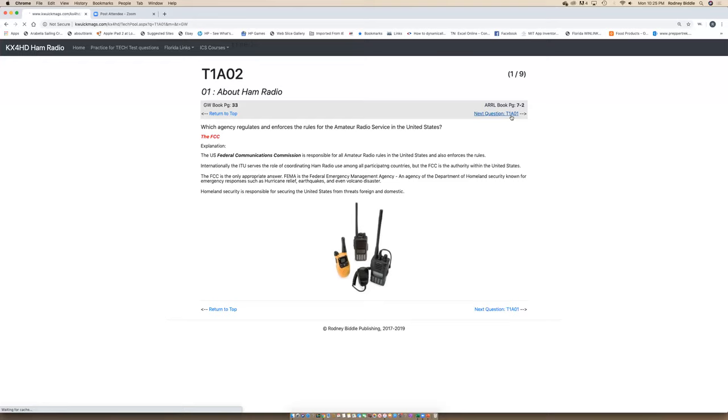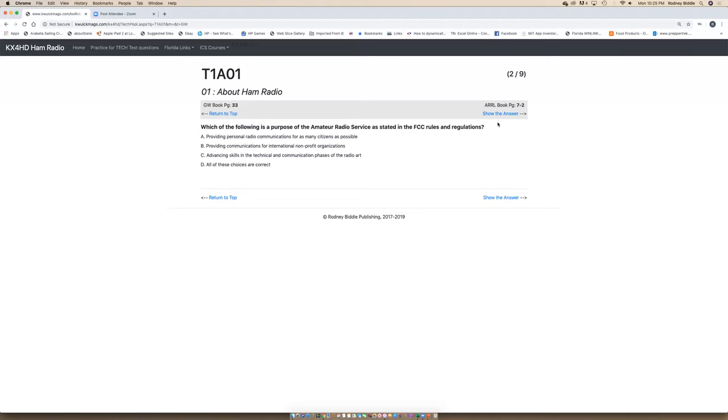Okay, the next question, which of the following is a purpose of the amateur radio service as stated in the FCC rules and regulations? We have four answers. Providing personal radio communications for as many citizens as possible. Providing communications for international nonprofit organizations. Advancing skills in the technical and communication phases of the radio art. Or all of these choices are correct.